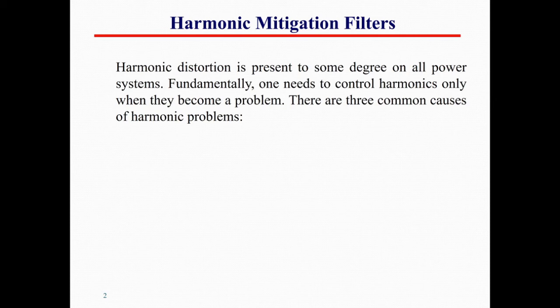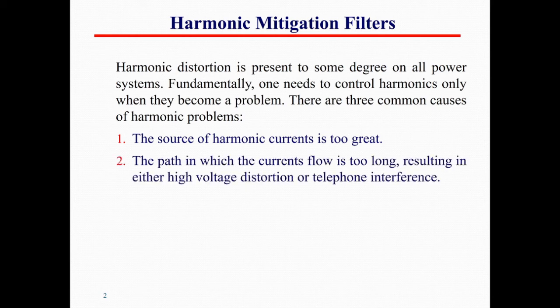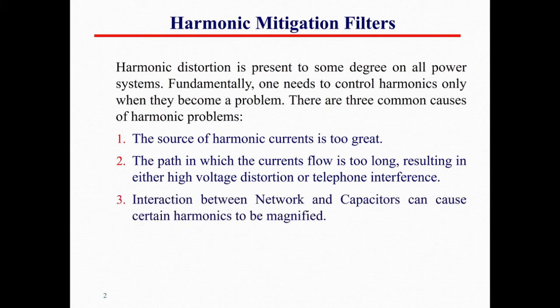There are three common causes of harmonic problem. The first one, the source of the harmonic current can be large. Number two, the path in which the current flows is too long, and that will result in either high voltage distortion or telephone interference. Number three, interaction between network and capacitor can cause certain harmonic to be magnified.